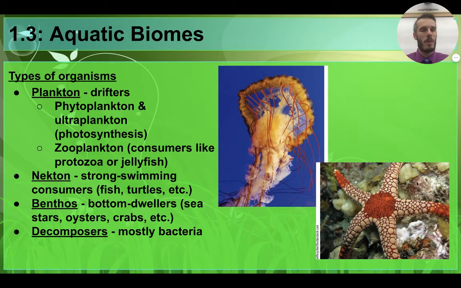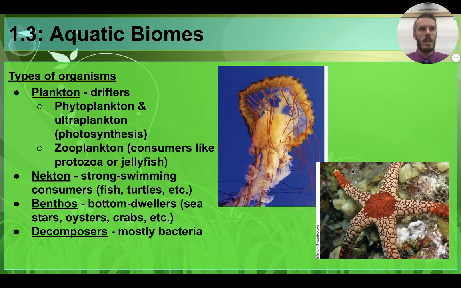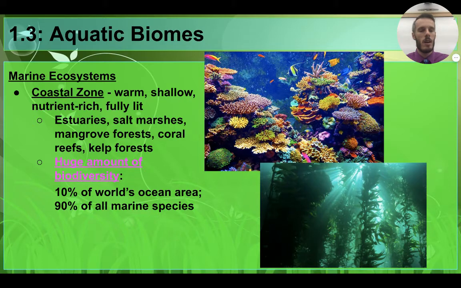Benthos are bottom dwellers. They're going to be the ones walking around down near the bottom of the ecosystem. So they could be starfish, oysters, crabs. They're just there at the bottom of the ocean or the lake. Okay, and then decomposers, which can be a few different organisms, but we're mainly talking about bacteria here that take dead or decaying organisms and decompose them, put their chemicals back into the ecosystem.